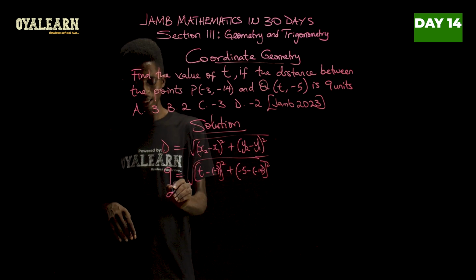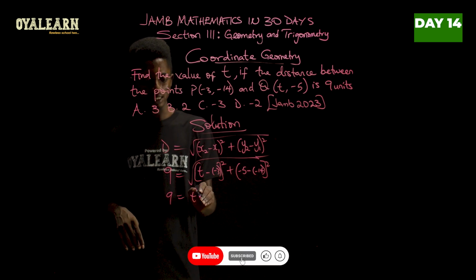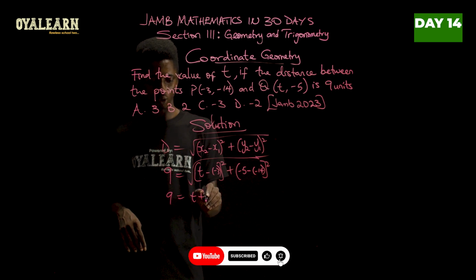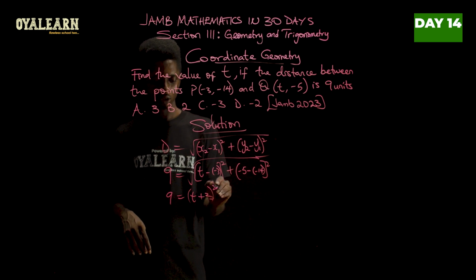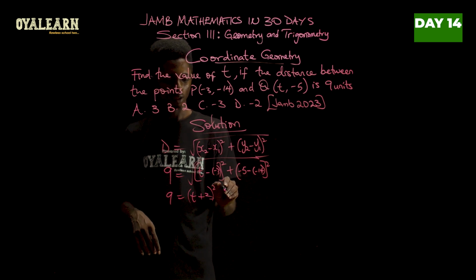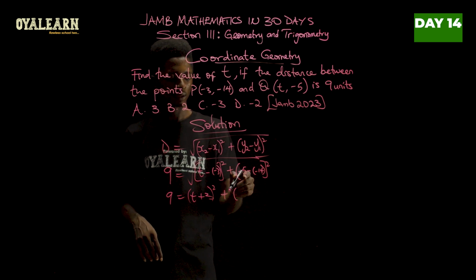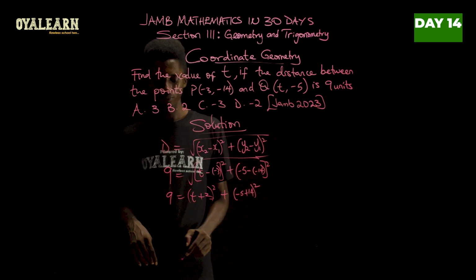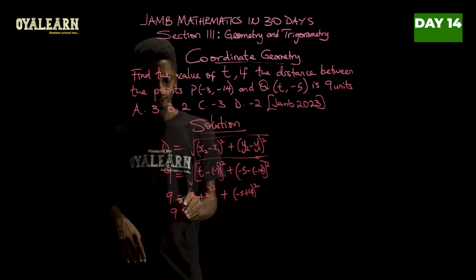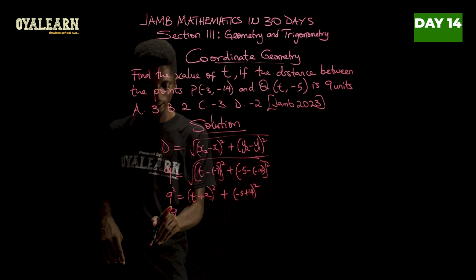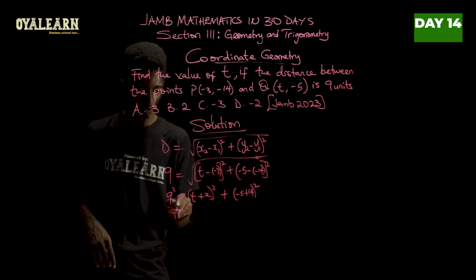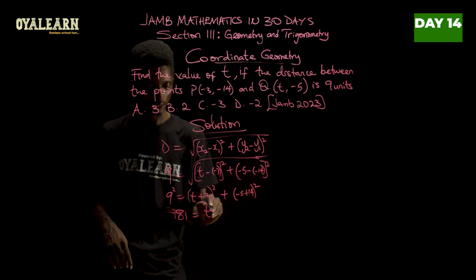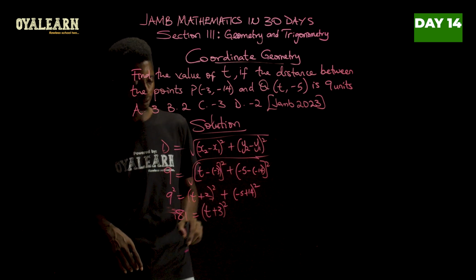So when we square both sides, we see that 9 equals t minus times minus will give you plus 3 squared plus, here we have minus 5 plus 14 squared. So we see 9, remember we squared this, we said square both sides, so 9 squared will give us 81 equals t plus 3 squared.